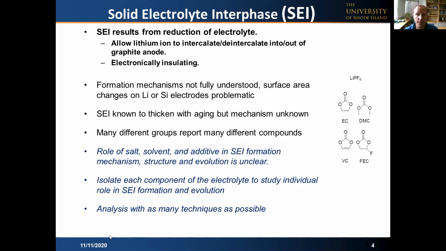And how have we done this? We've done this by isolating each component of the electrolyte and studying its individual contribution to the SEI formation and then evolution.